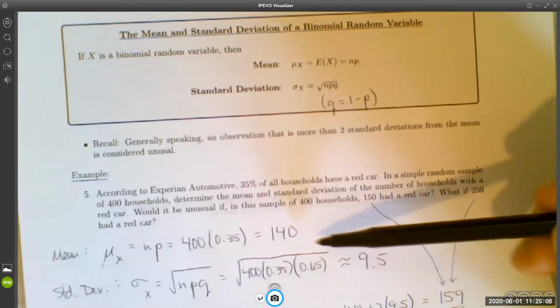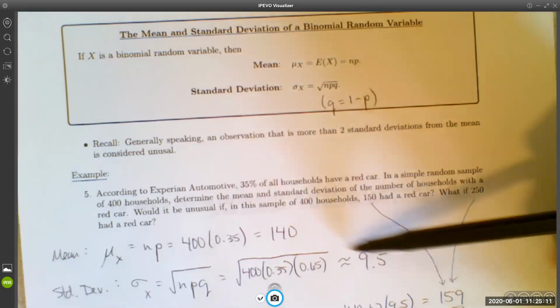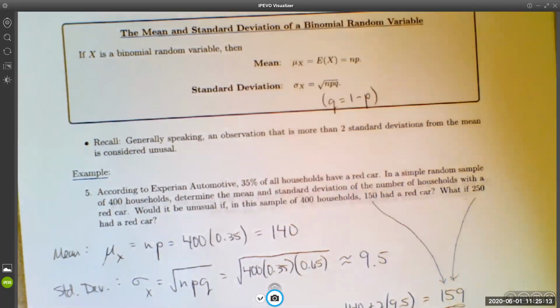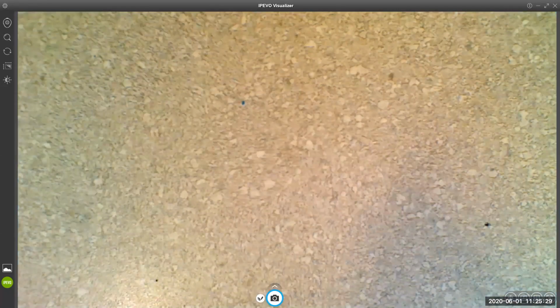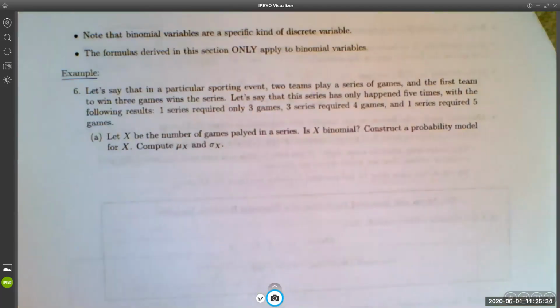Okay, so these shortcut formulas are really nice. It's so quick to do this by hand when you know that x is binomial. But that's the catch, right? X has to be binomial in order for you to be able to use these shortcuts. So to drive that point home, let's look at a couple examples. Note that binomial variables are a specific kind of discrete variable. The formulas derived in this section only apply to binomial variables.